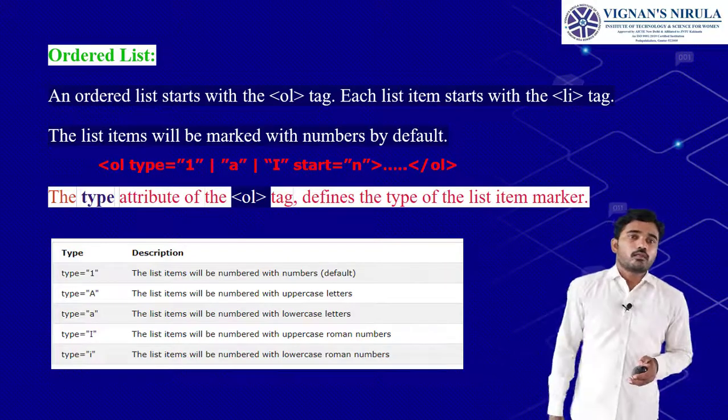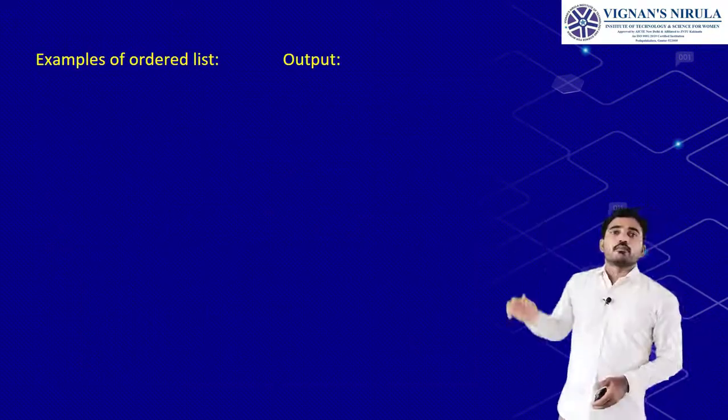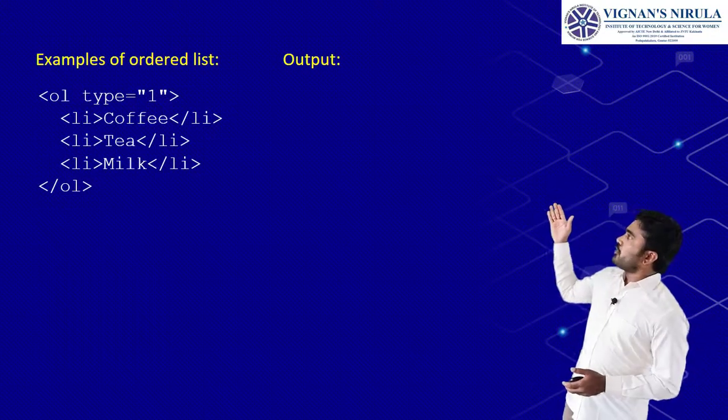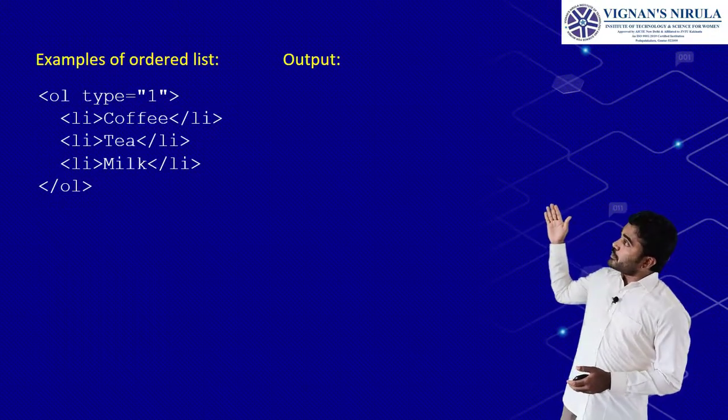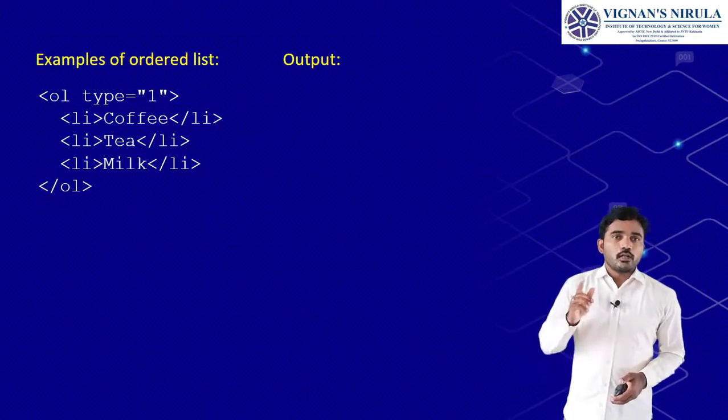Understand? Coming to the example of these ordered lists. If you observe this example, OL type equals, what is the type that I have chosen? Students, 1. That means a normal number.